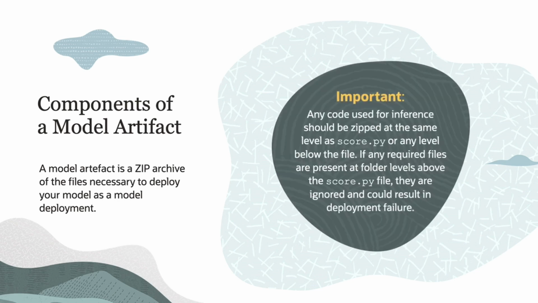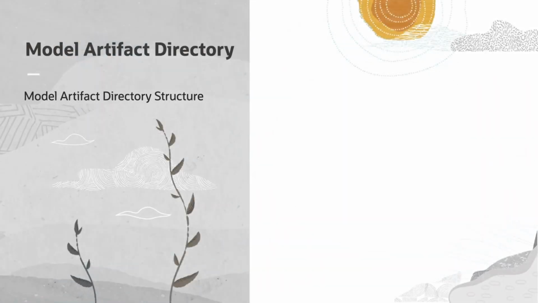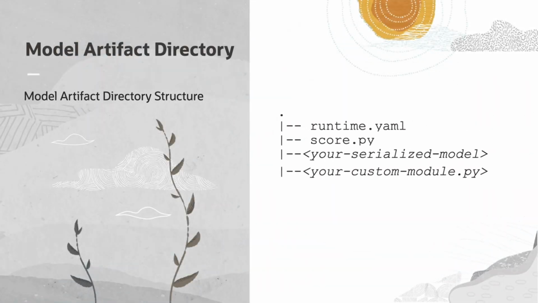It's important to note that any code used for inference should be zipped at the same level as the score.py file, or any level below the file. If any required files are present at folder levels above the score.py file, they are ignored and could result in deployment failures. So, your model artifact directory structure should match this example.